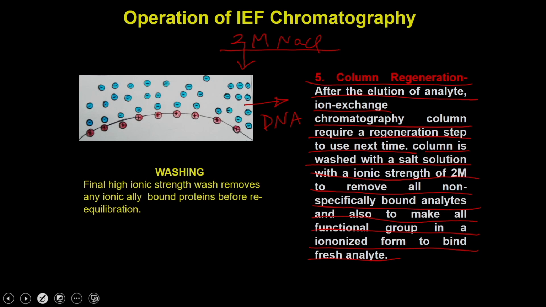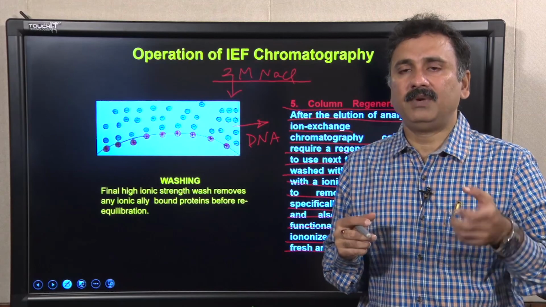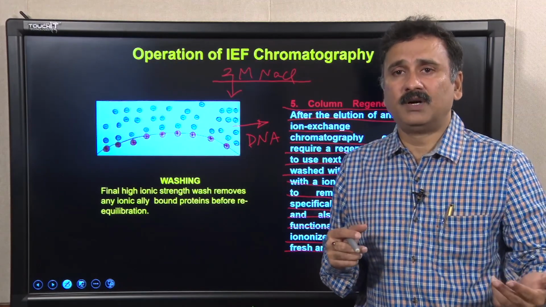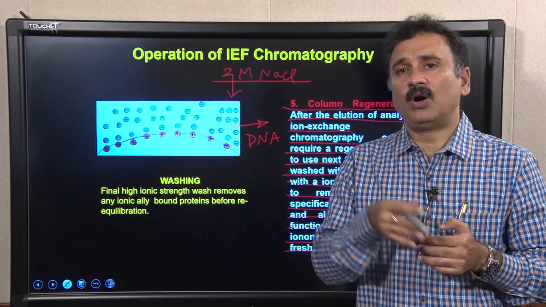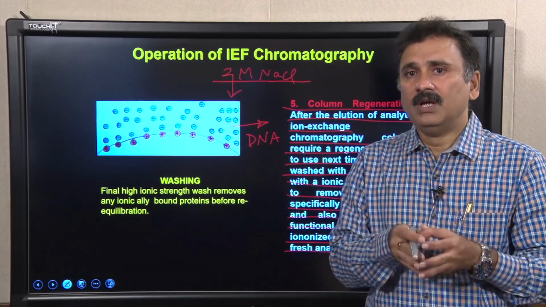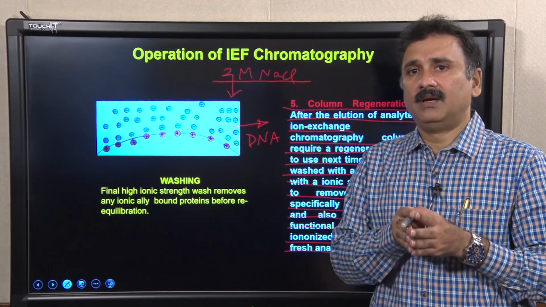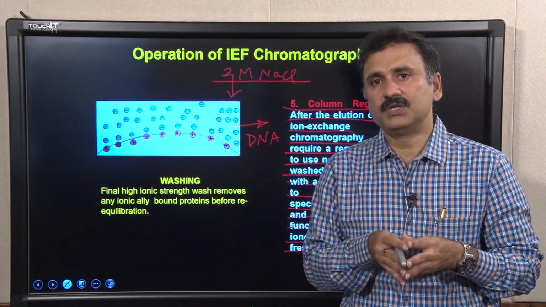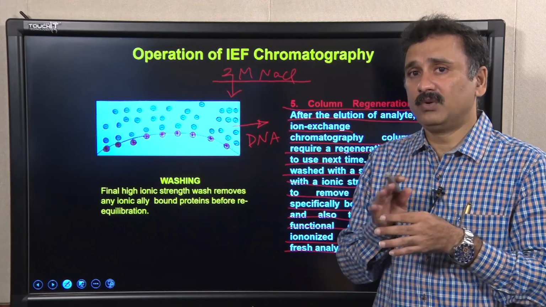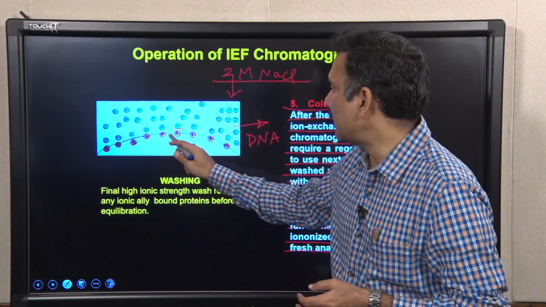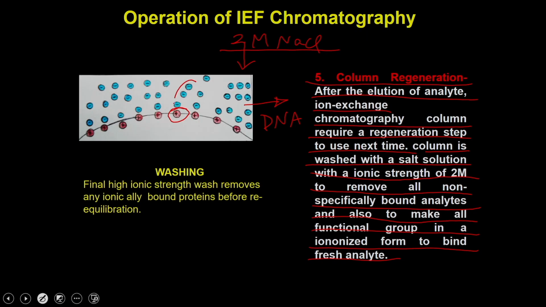So, it will bind to these functional groups, but that is not what you want, and because these molecules bind to the functional groups, these groups are no longer available. That is why you have to wash these columns with a very strong salt solution, so that all the biological molecules are removed, and then these functional groups are free to bind the buffer ions. So that now the column is ready for the next round of purification.